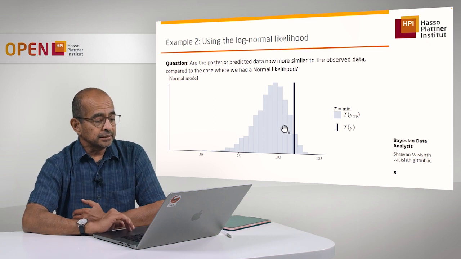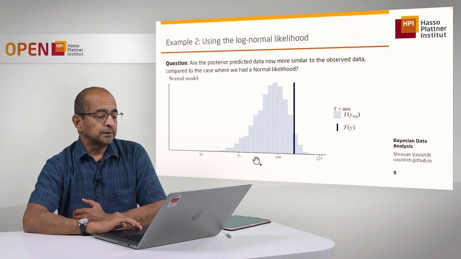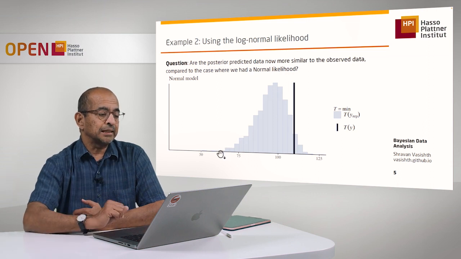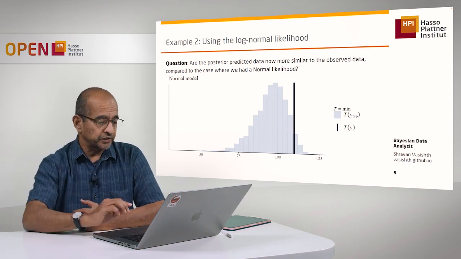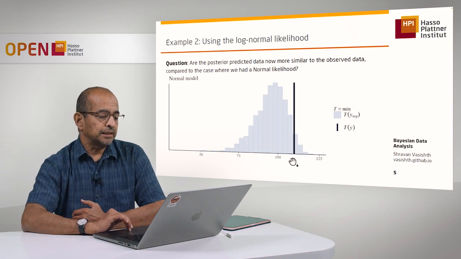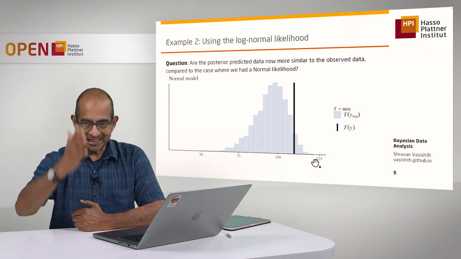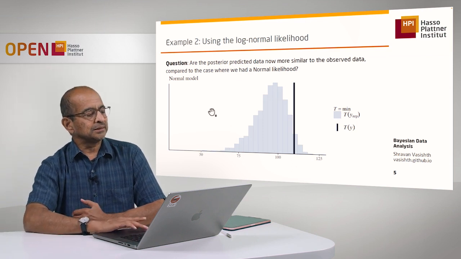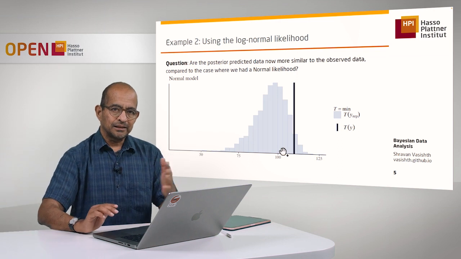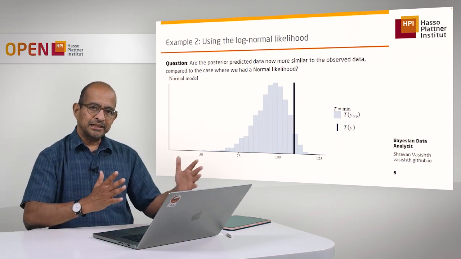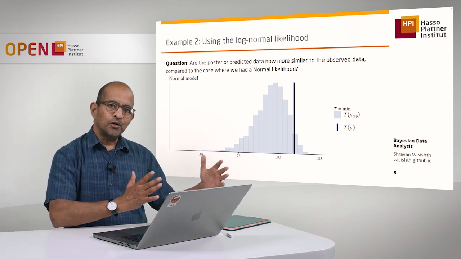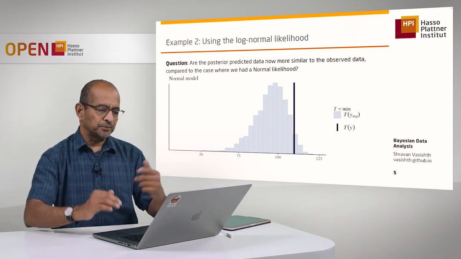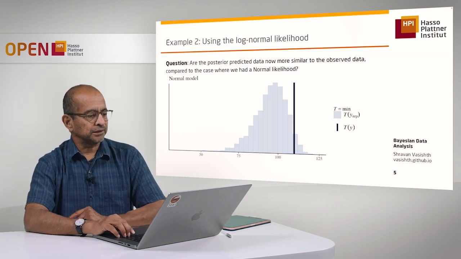Okay, so here is the distribution of the minimum reading times produced by the normal likelihood model that we had fit long ago, and this vertical bar is the observed minimum reading time. That's of course a point value in the data. And what we notice is that the normal model is actually generating too small minimum reading times here. The distribution is too far away from the vertical bar that we've got here.